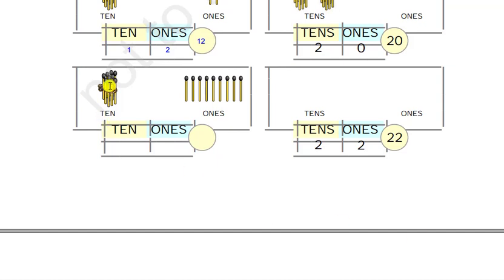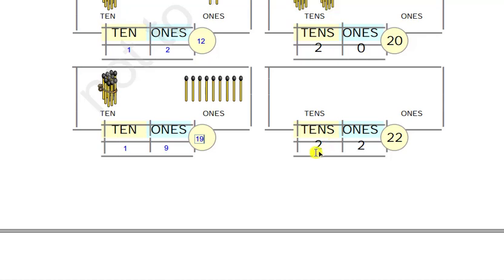Here it is one bundle of 10, and the loose matchsticks are 1, 2, 3, 4, 5, 6, 7, 8, 9. So here we will write 1 ten and 9 ones. So 1 ten and 9 ones, what is the total? It is 19.